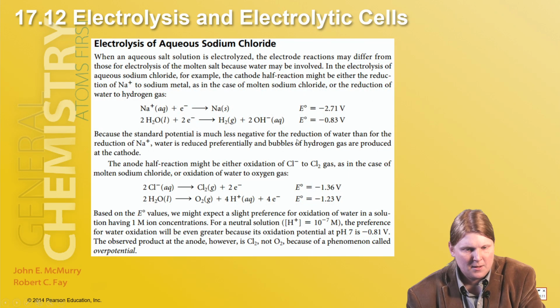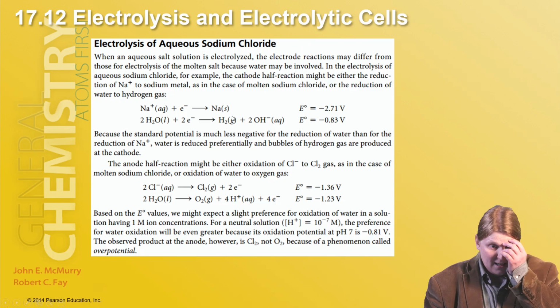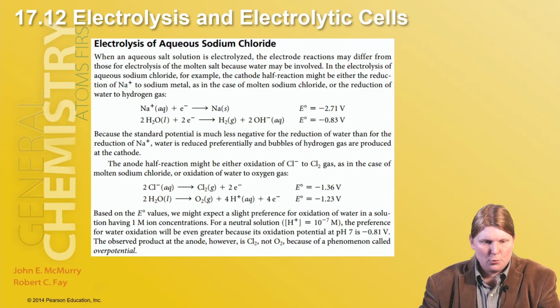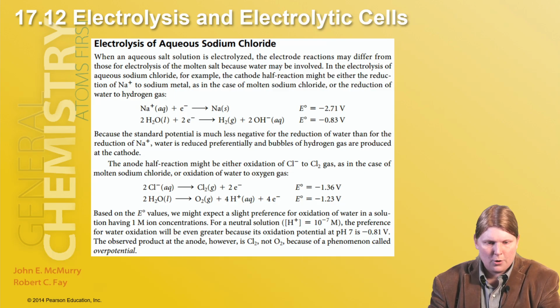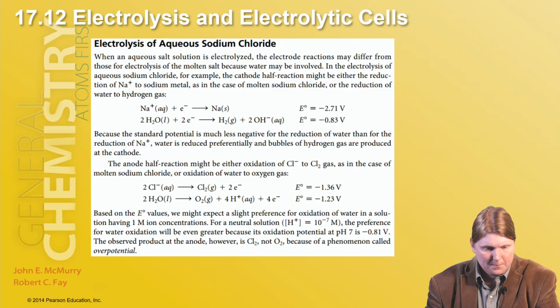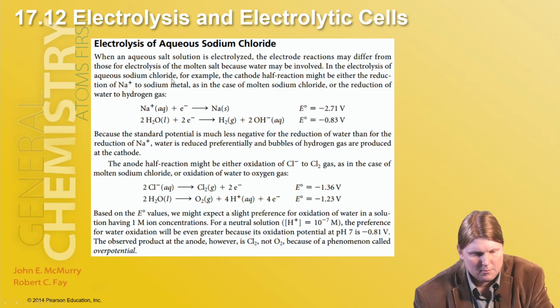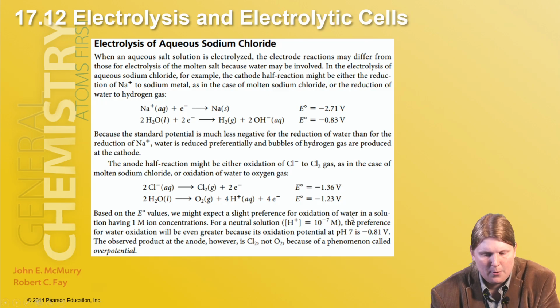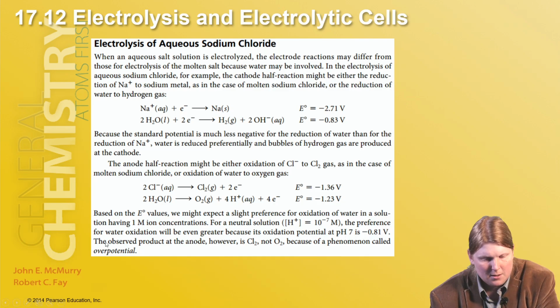So you can see that when you electrolyze an aqueous salt solution, the electrode reactions may differ from the molten one, okay, because now water's involved. They say that there's a slight preference for oxidation. You would expect a slight preference for oxidation of water in a solution. In a neutral solution, the preference for water oxidation will be greater because the potential at 7 is this. The observed product at the anode, however, is chlorine gas, not oxygen gas.